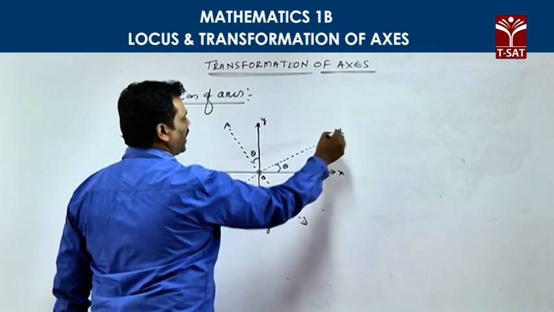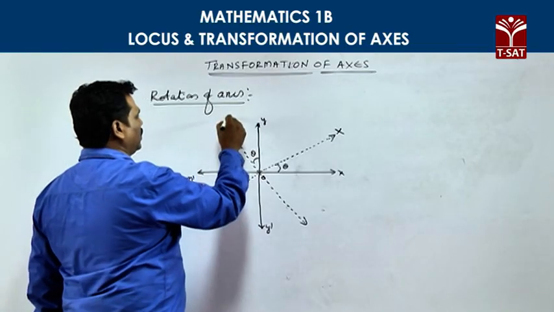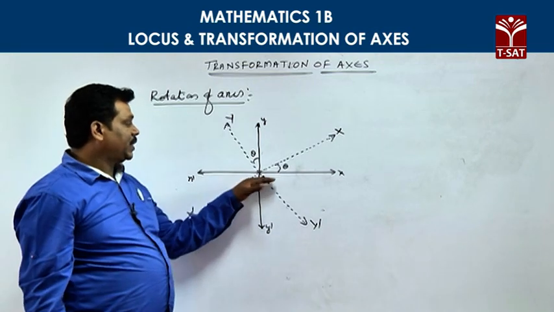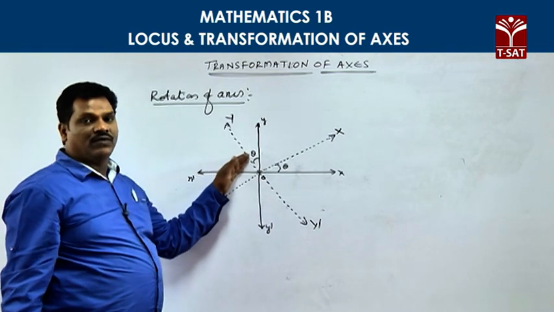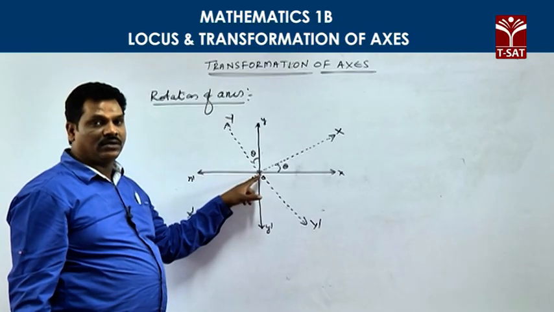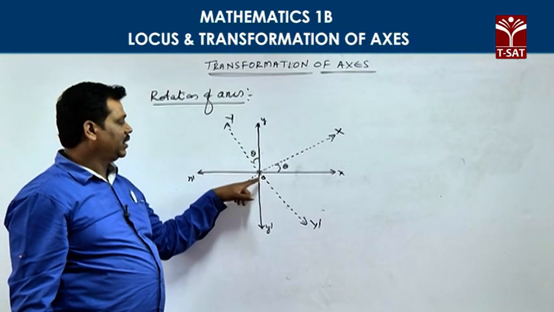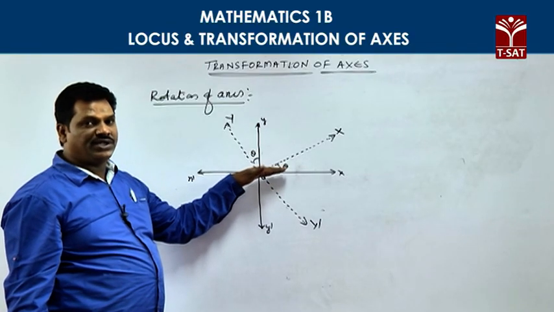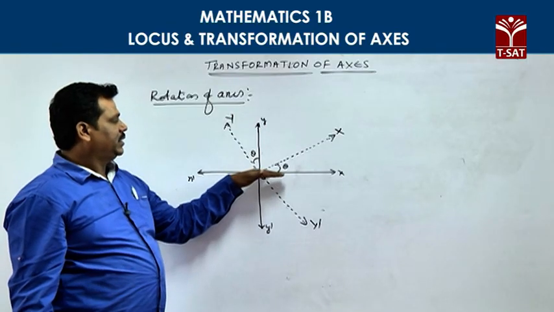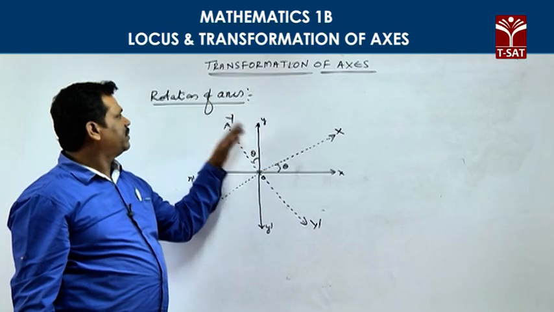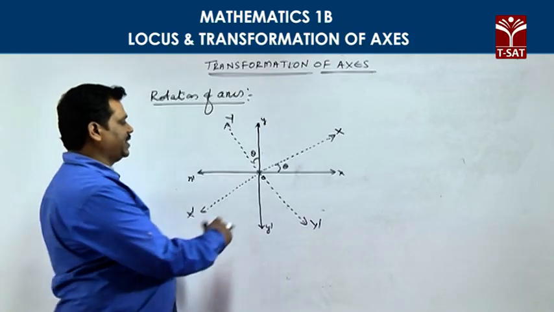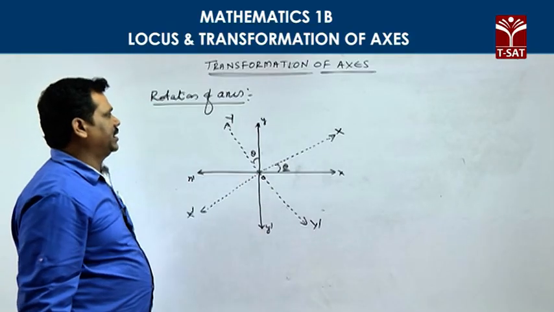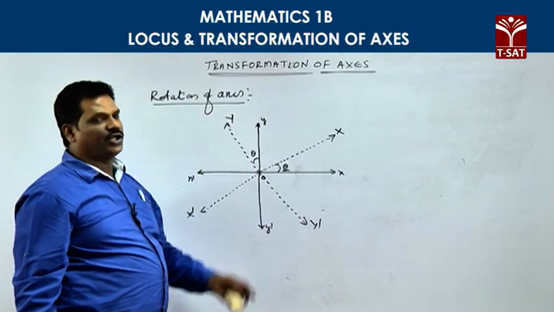This is capital XOx' and capital YOy'. If the axes are rotated through an angle theta without changing the position of the origin, that is called rotation of axis. The axes are rotated through an angle theta without changing the position of the origin, then that transformation is called rotation of axis.